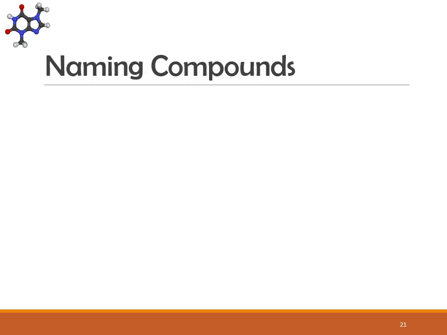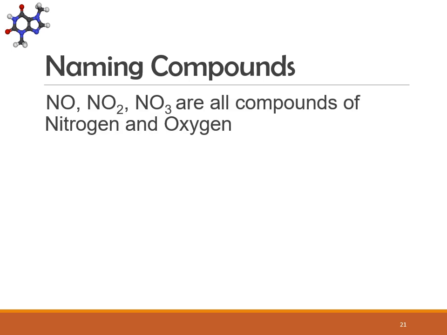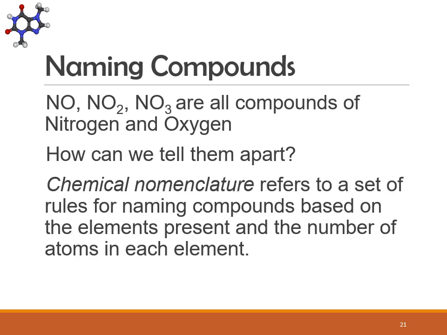In order for us to differentiate among the many combinations of atoms that form to become molecules or compounds, we need a system to name each compound that forms. How do we verbally differentiate between NO, NO2, and NO3? We can do this by following the system of chemical nomenclature. This system is a set of rules used to name compounds.